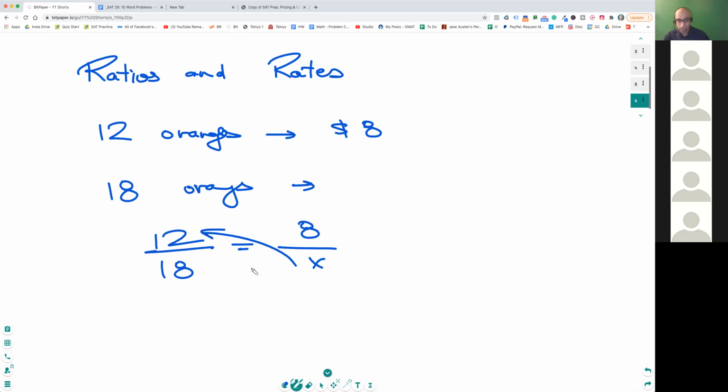So you cross multiply now. Remember, the x is at the bottom, right? This is like how many dollars. So you cross multiply these, you get 12x is equal to 18 times 8 over here. Right? 12x is equal to 18 times 8. And then you can solve it, you can simplify it. This 12 can go down.